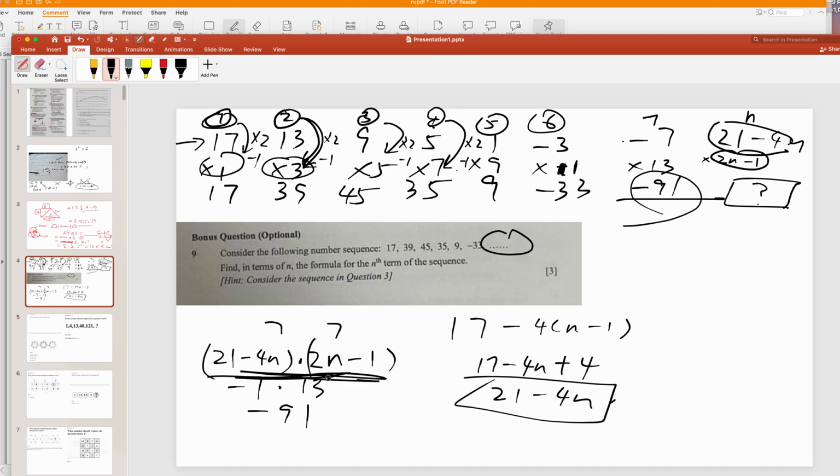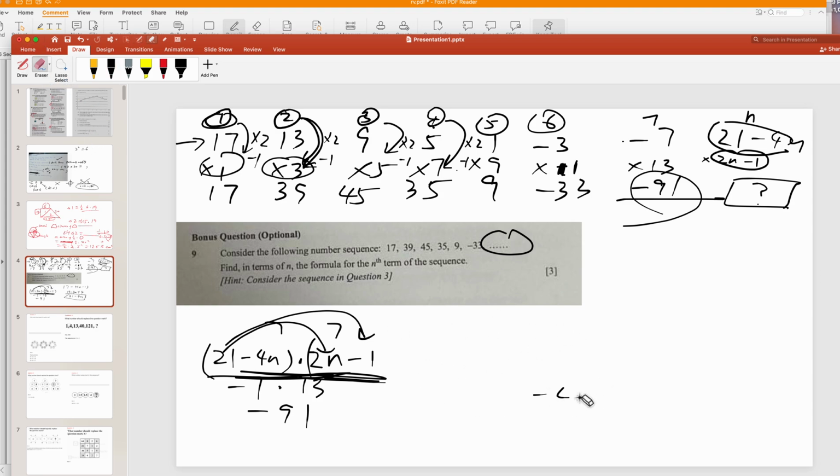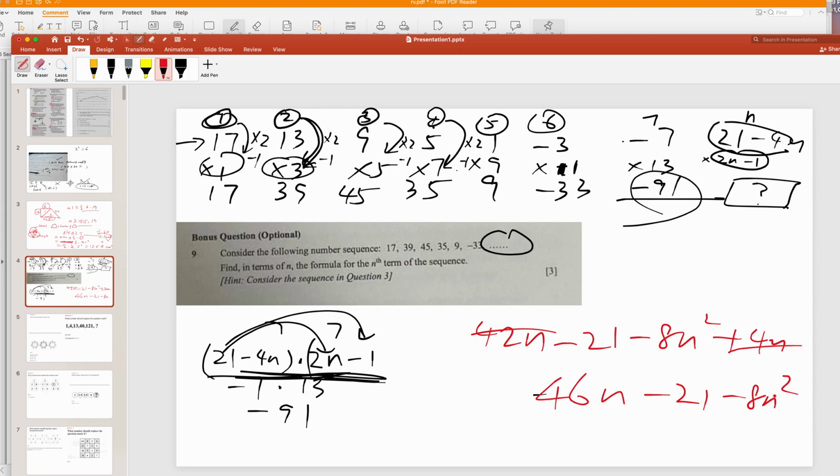You need to simplify this one. So how to simplify? Open the bracket. So it's 21 times 2n, 42n, 21 times minus 1 is minus 21, minus 8n square plus 4n. So it's 46n minus 21 minus 8n square. So this is the simplified version, that one is not simplified. So that's how you get the formula for this last one.